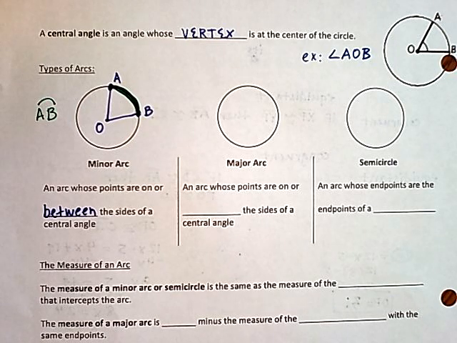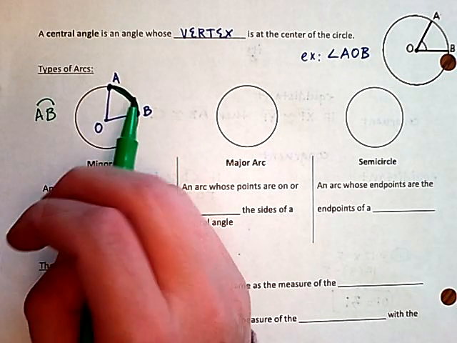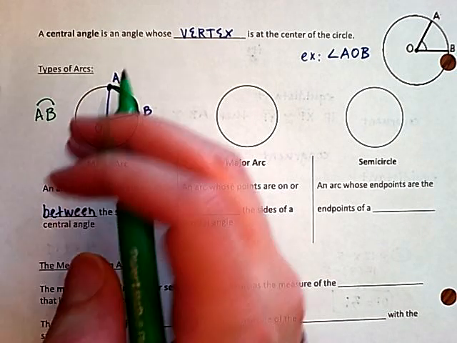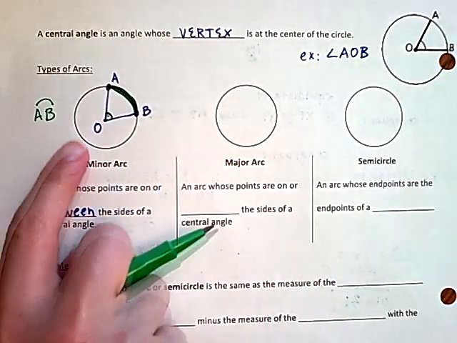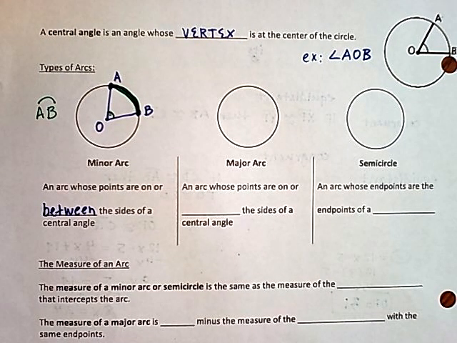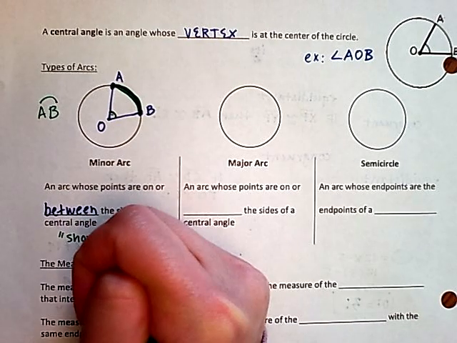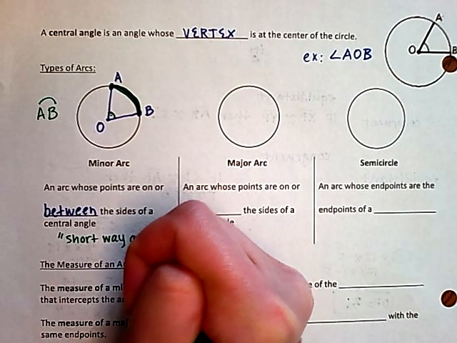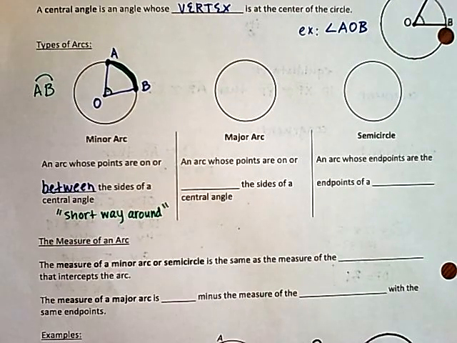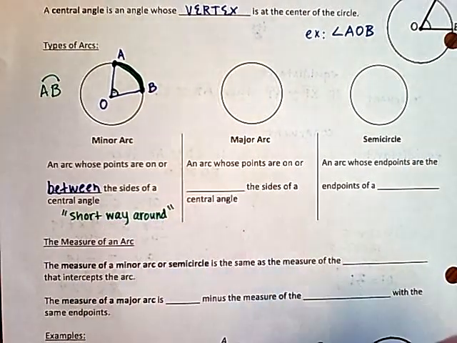The key is that it's between the 2 sides of the central angle, so it wouldn't be going the long way around. It would be going the short way around because my central angle is there. It's not the big angle, it's the small angle. So one way I think about the minor arc is it's like the short way around. That's just a common sense way of thinking about it. And now let's see what a major arc is. I'm going to call it the long way around.